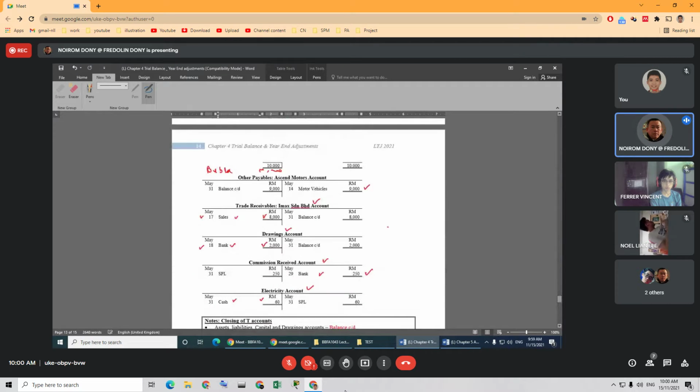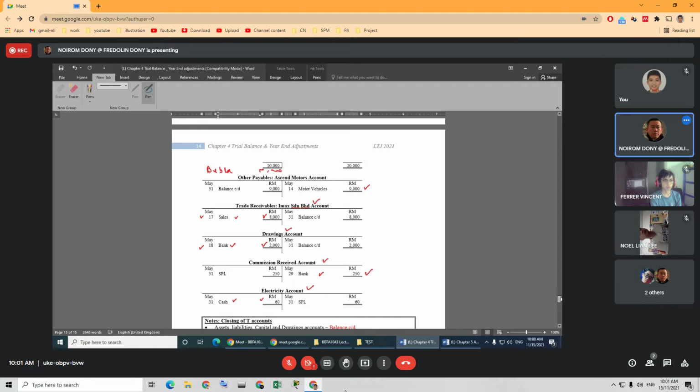And then other payable, this is a liability. We have a credit balance. Trade receivable, this is an asset, debit balance. Drawing, this one will be posted in equity, so that's why we have a debit balance. And commission received is income, so we have to close off by posting to SPL. And then electricity is an expense. We have to close off and post into SPL by crediting the electricity and debiting the SPL.